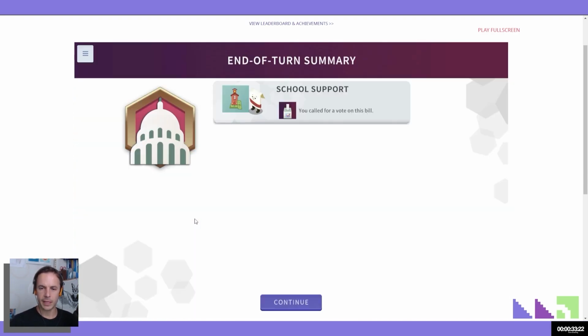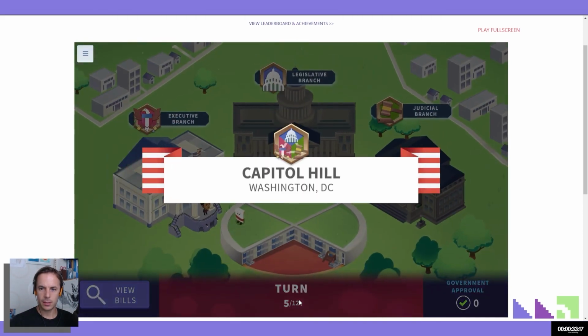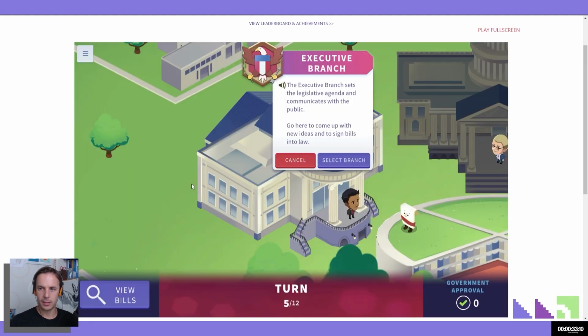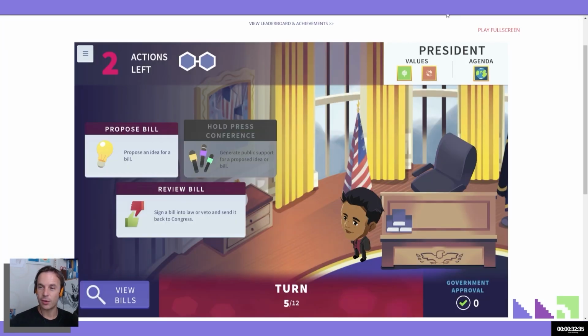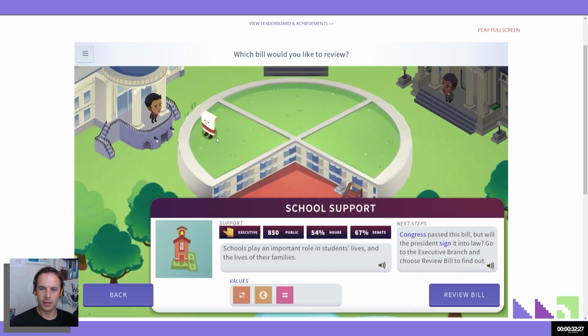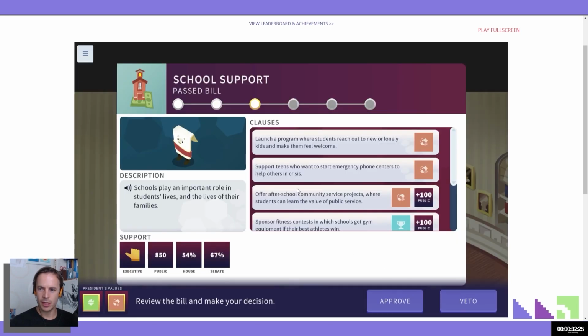It goes back here. It goes back there. So he can veto it, or she can veto it at this stage. Sign a bill into law. Which bill would you like to review? Yeah, I mean, why not?